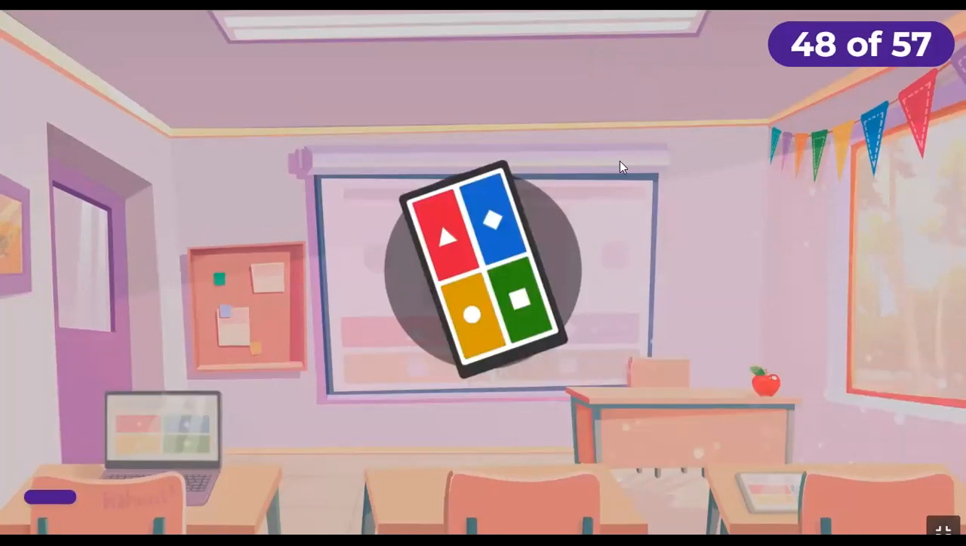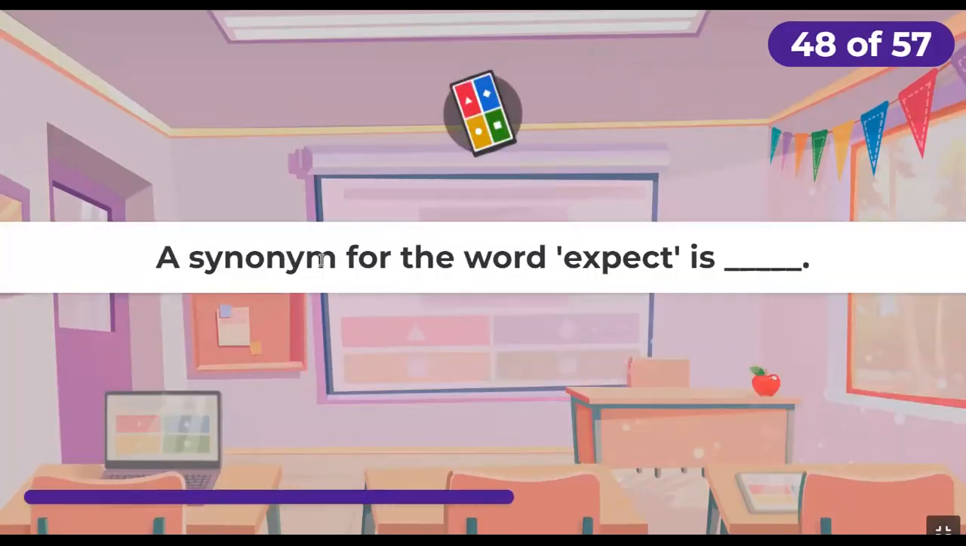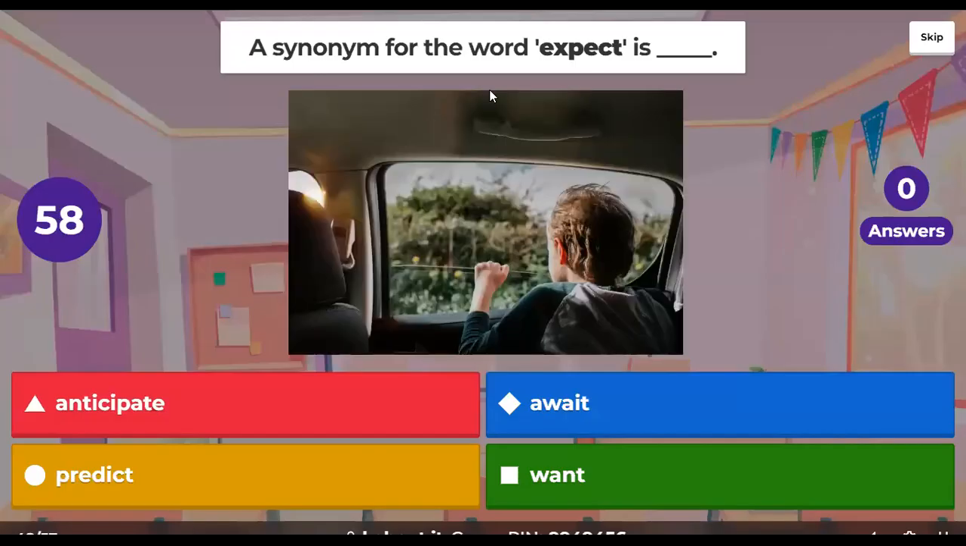Okay, number 2. Now this question is a synonym for the word expect. Now we have the word expect here. We can say anticipate or await or predict or want. There are 3 correct options. Try to think flexibly. Choose the word that belongs to the same semantic field. It's not necessarily 100% synonyms. Not exactly.